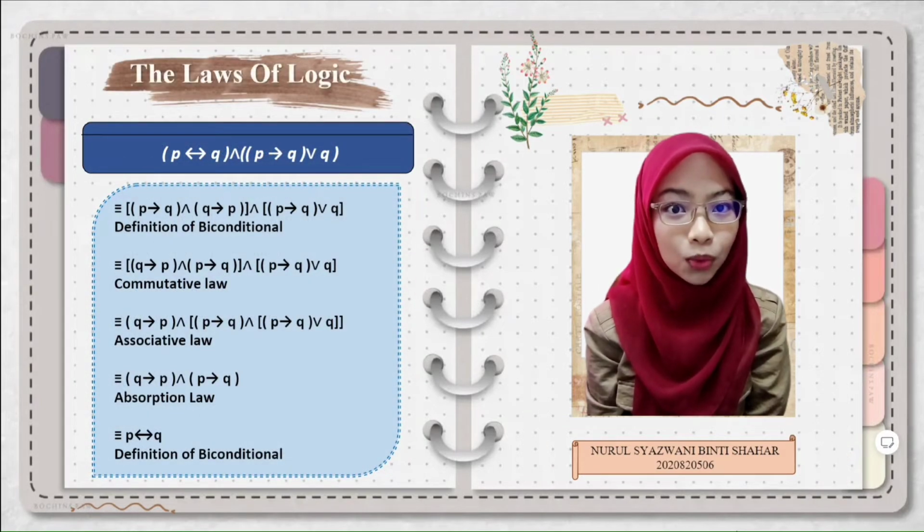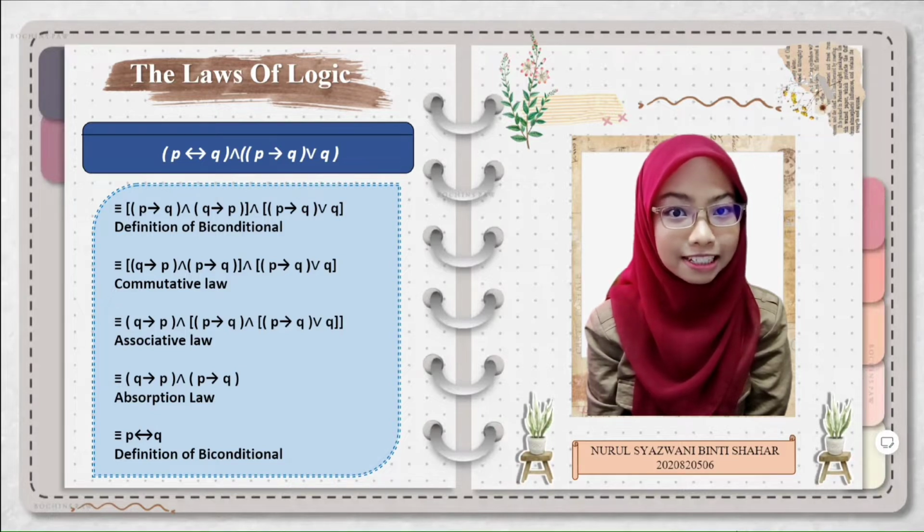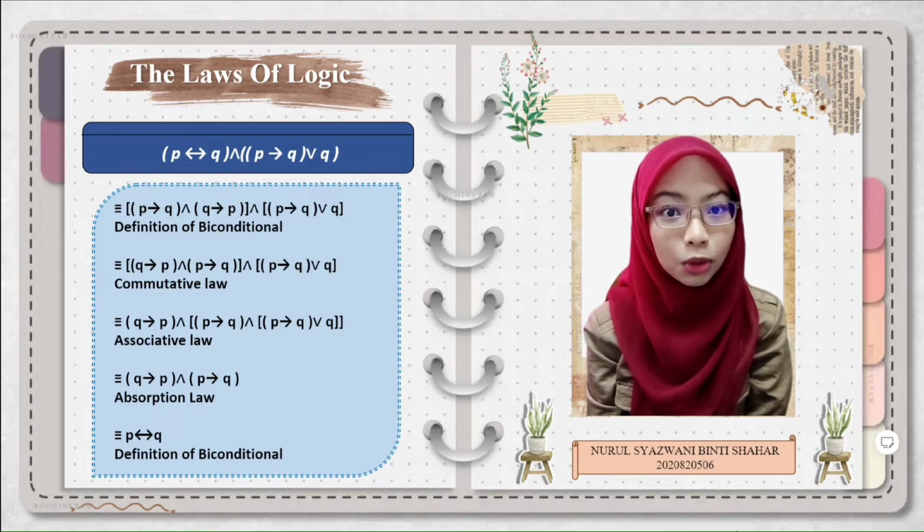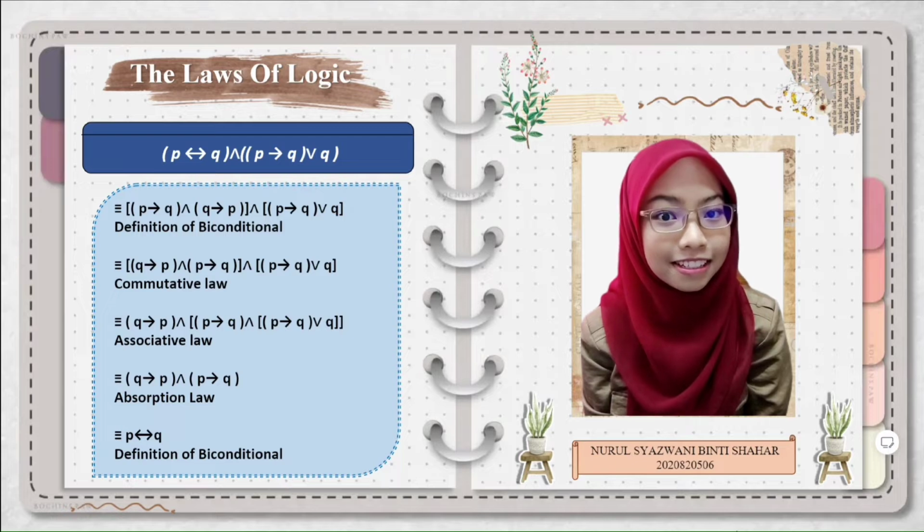Next, we have example 2. This question asks you to simplify the following expression. We try to do the first bracket first, which is we change it using definition of biconditional. Then, we use commutative law followed by associative and absorption law. Lastly, we use definition of biconditional. Therefore, we got the answer.